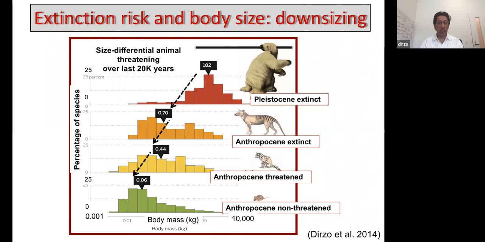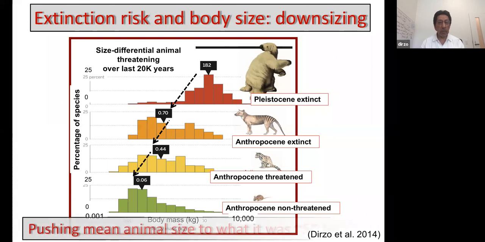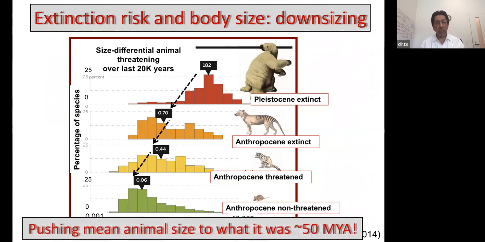If you think about it in evolutionary terms, you can reflect on the following situation. By pushing the average value of body size to the left, as we see in this sequence of histograms, we are essentially pushing the mean animal size to what it was about 50 million years ago, when the cataclysmic phenomenon that led to the extinction of the dinosaurs reduced the body size of the animals on the planet from a community with large body mass to a community of animals with very small size, which is exactly what we see today.